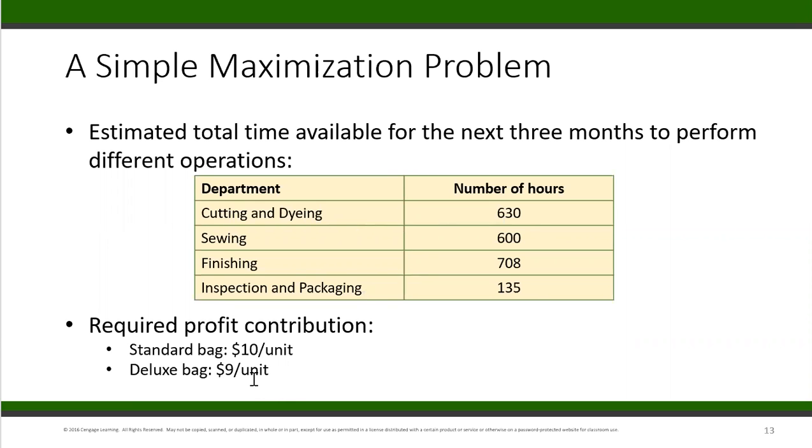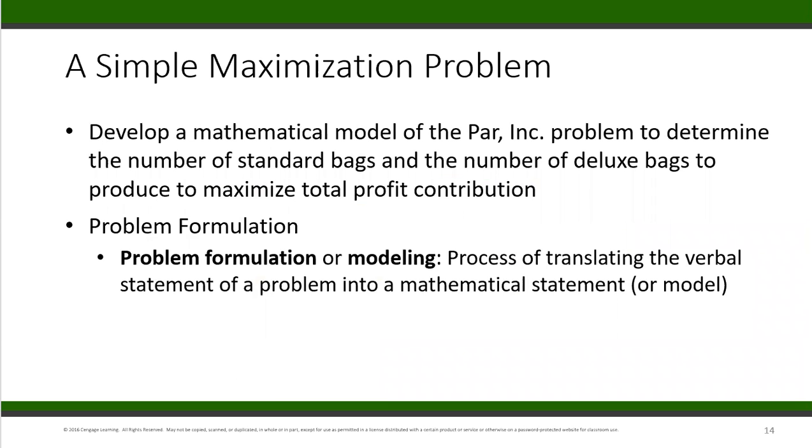And in order to actually evaluate our decision, evaluate our production scheduling plan, we have the profit contribution of each bag. We know that each standard bag is going to make $10 profit contribution per unit, and each unit of deluxe bag is going to make $9 net profit at the end of the day. All right. So now, how do we formulate this problem?